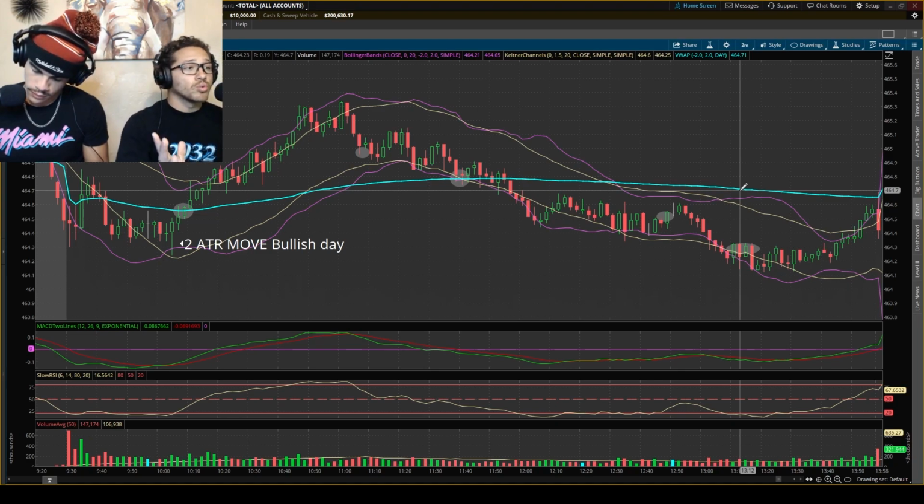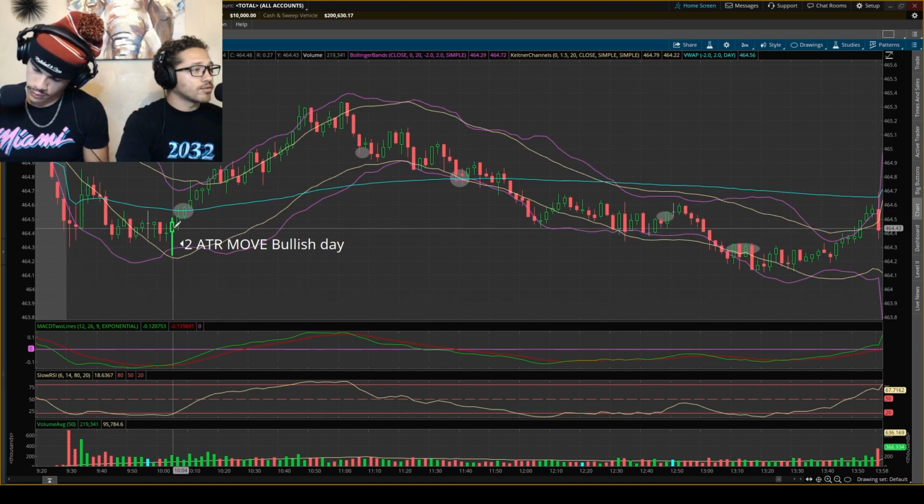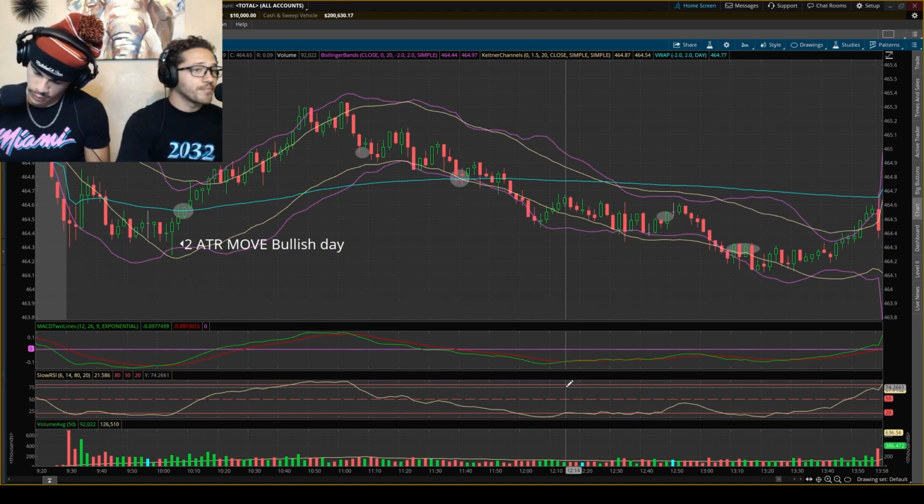But here's where, as I was going over this quickly, I completely changed my view. As you can see here, there was a good 10 minutes of consolidation before this move higher.